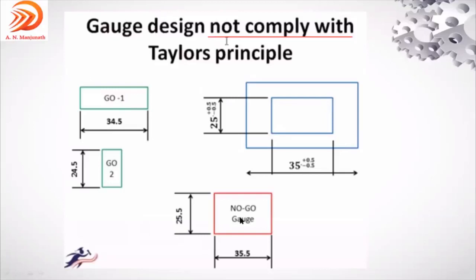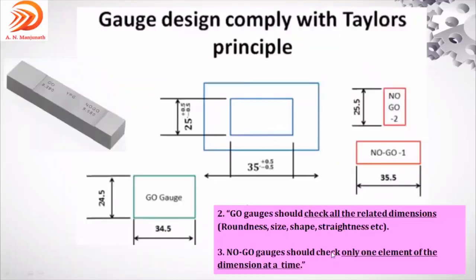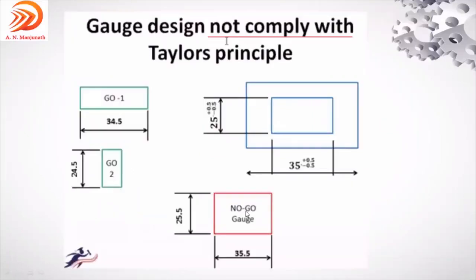If you take the no-go gauge also, similarly, as per the statement, it should check only one element of the dimension at a time. But here in this case, is it possible to check only one element of the dimension? It is not checking, right? It is checking both, this as well as this. I will take another example in the next slide so that you can understand it better. As of now, this is not complying. This design of the go or no go gauge is wrong. It does not comply with the Taylor principle.